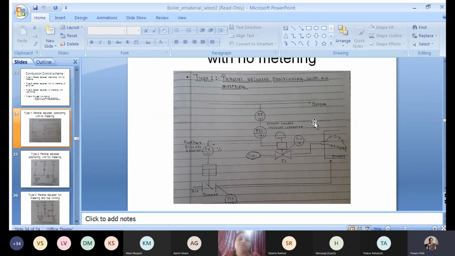और अगर कंट्रोलर रिवर्स एक्टिंग नहीं लिया तो, सपोज कंट्रोलर रिवर्स एक्टिंग नहीं है, डायरेक्ट एक्टिंग ही है, तो आप क्या कर सकते हो?